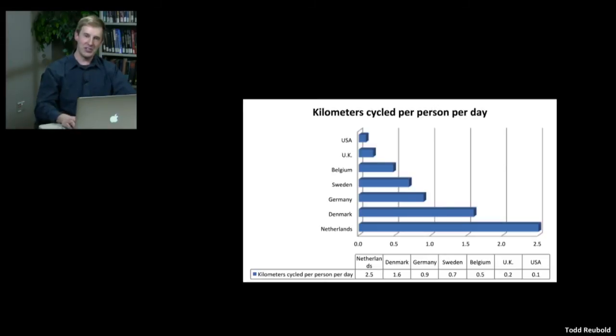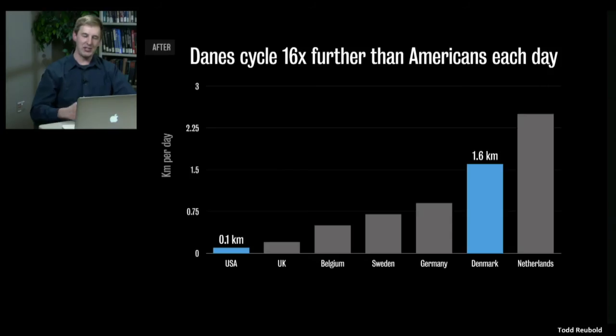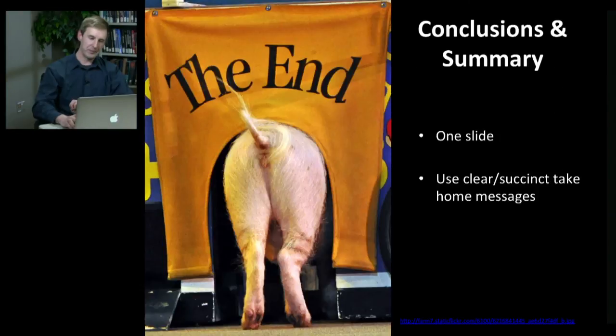So if I were to suggest a way to redo this, I would recommend something along the lines of this. This is the after image here where it says Danes cycle 16 times farther than Americans each day. That's very clear, it's to the point, and you're even highlighting that by specifically color coding those individual bars there in this histogram for the USA and for Denmark. Much nicer, much clearer. It may take a little bit longer to make, but in the end, it's definitely worthwhile.